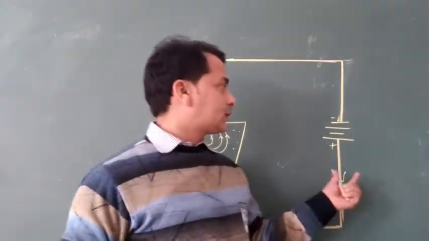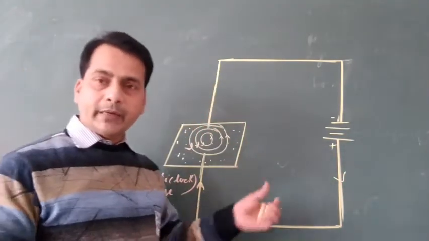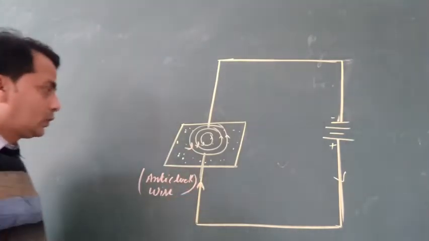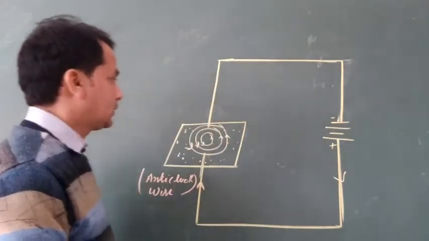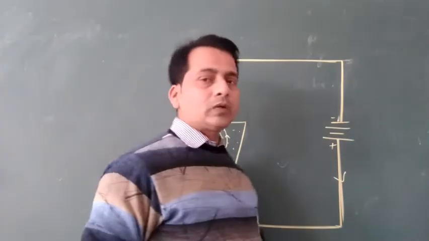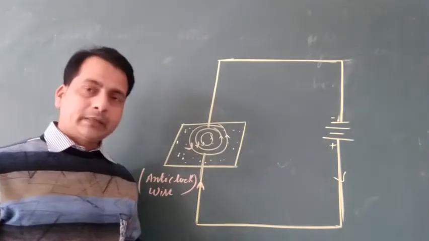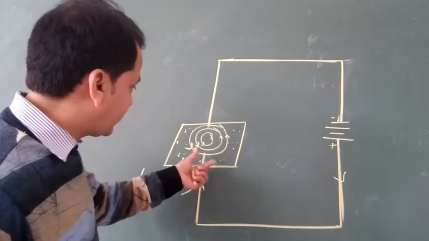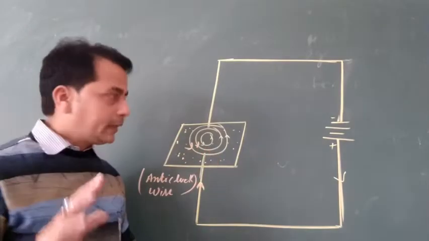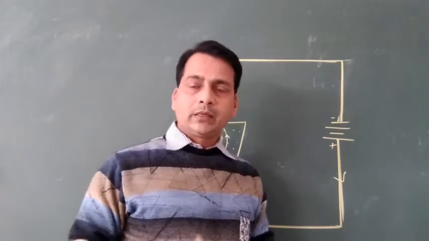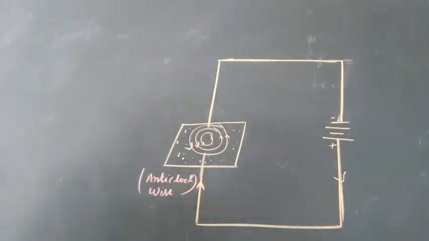If the direction of the current is downward, then the direction of the magnetic field lines is clockwise. So here is the right answer of this question. If the direction of the current is upward, the direction of the magnetic field lines is anti-clockwise. If the direction of the current is downward, the direction of the magnetic field lines is clockwise.